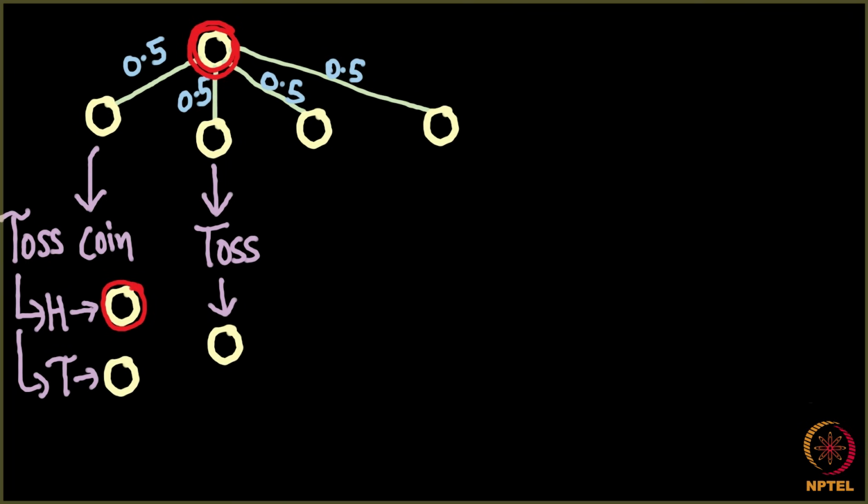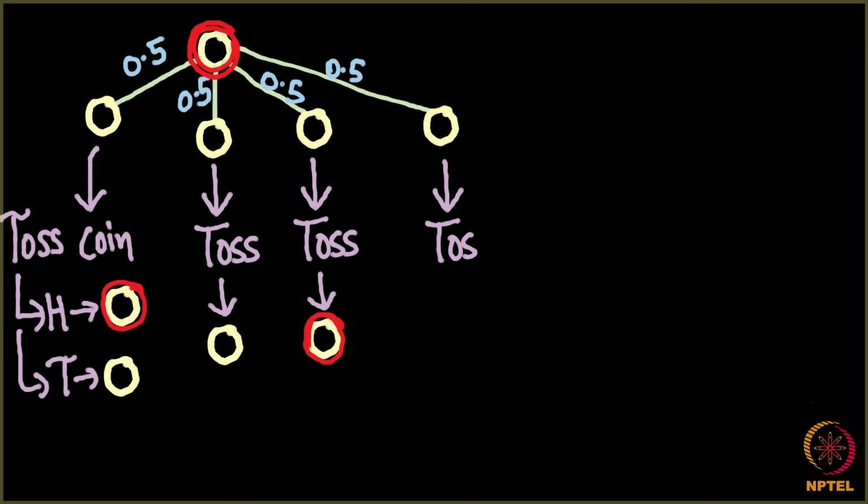So I do it for the second child, and let's say I get a tail, so this node remains uninfected. Then I do it for the third child, and let's say I get a head and I infect this. And I do it for the fourth child, and let's say I again get a head, so I infect this fourth child also. So 3 children are infected. This happened for this particular case, so these three got infected over here.